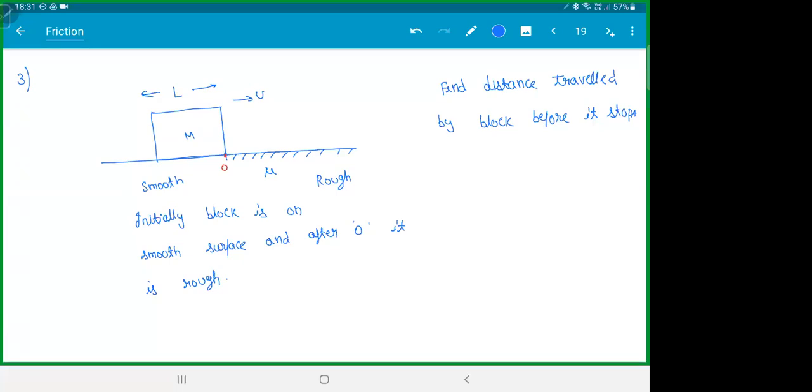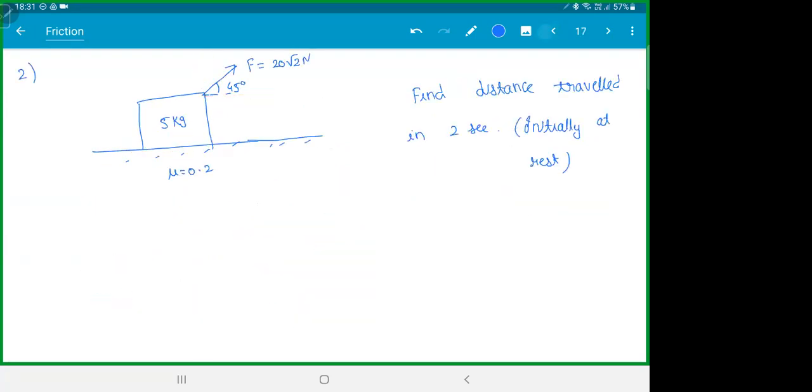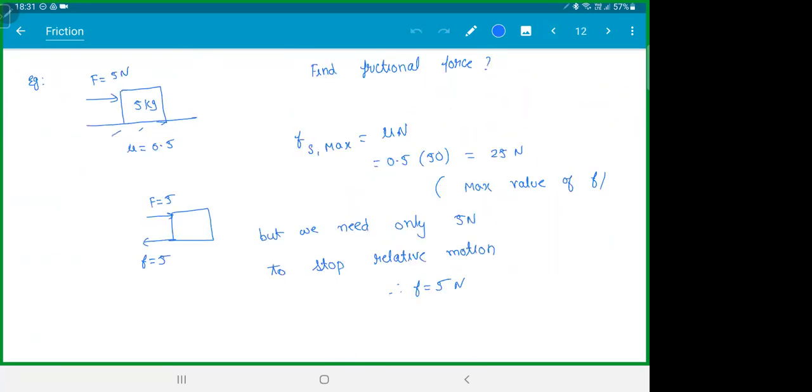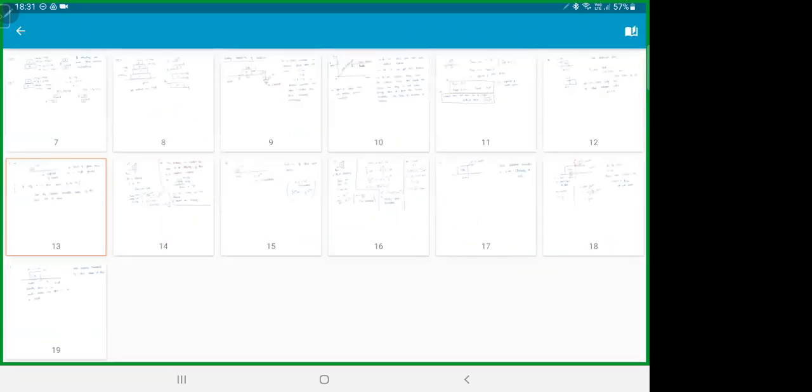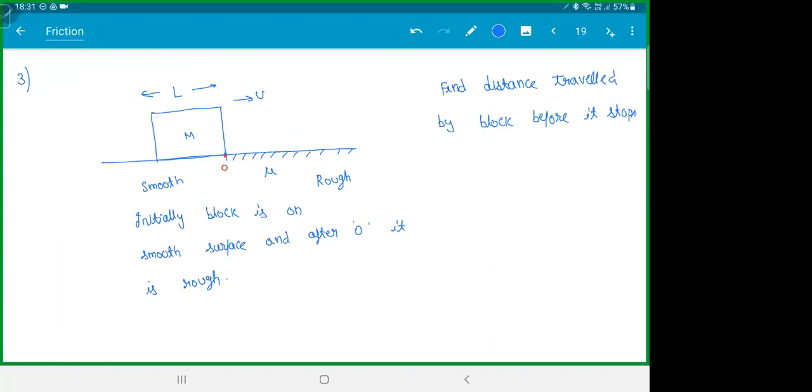Adrit, why do you think I'll ask you something so simple? Something is wrong, right? Left is smooth, right is rough. How will you get the same answer as 1A? So you mean to say this and the 1A problem are exactly the same? Then smooth and rough have no meaning at all. Think. I'll give you a minute. Two minutes.